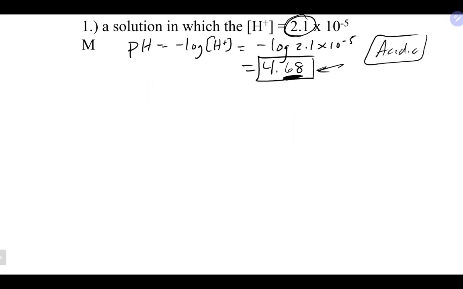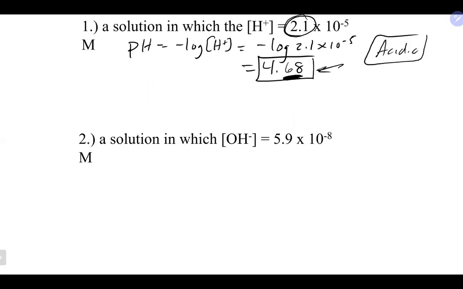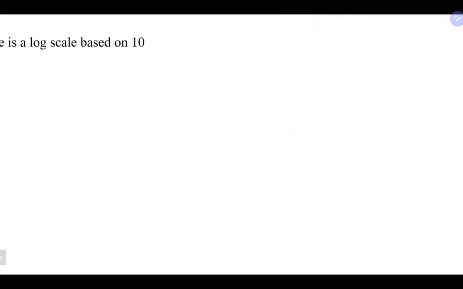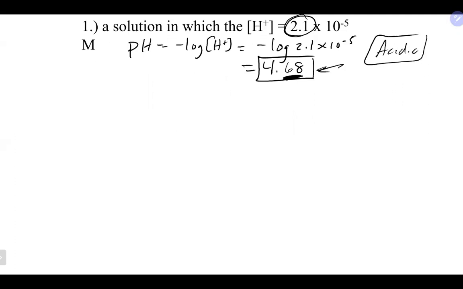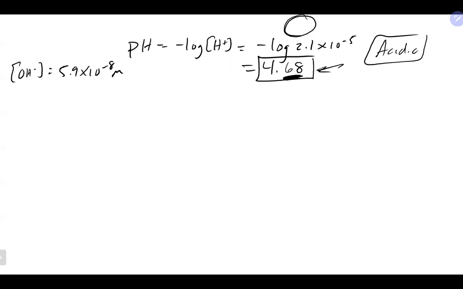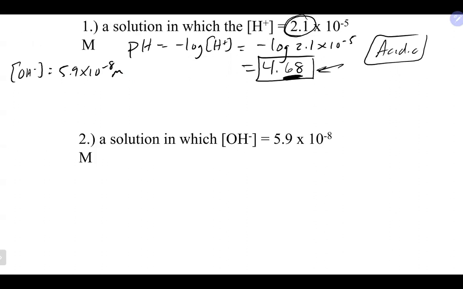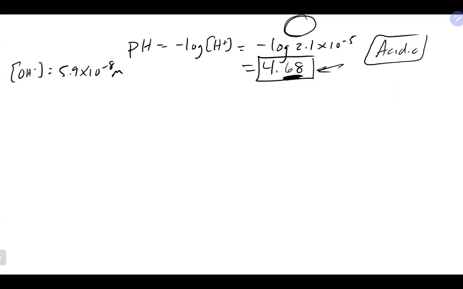All right, let's take a look at the next one, which is right there. So 5.9, we have 5.9 times 10 to the minus 8. So this is the OH minus, 5.9 times 10 to the minus 8 molar, I believe. Perfect. Let's get rid of that here.